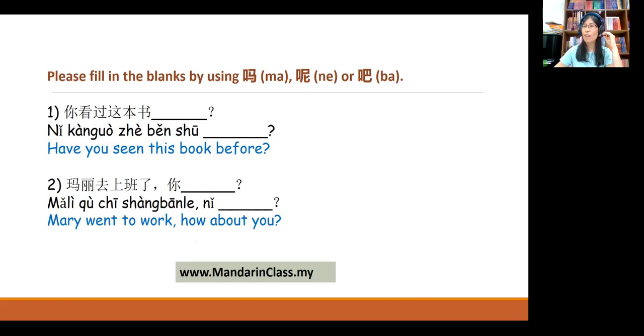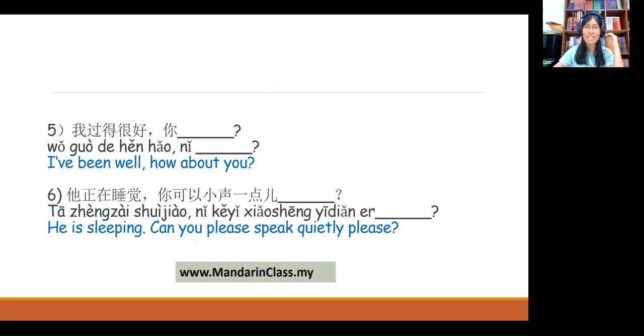Whereas this ne, very simple. Just repeat the previous question. Like always when we ask our friend, 你好吗? How are you? Your friend will reply 我很好,你呢? I think this is very familiar. Everybody knows. Means I'm fine, how about you? Means I no need to repeat again the question. I no need to ask again 你好吗. You just say 你呢? Repeat back the previous question. Simple and easier.